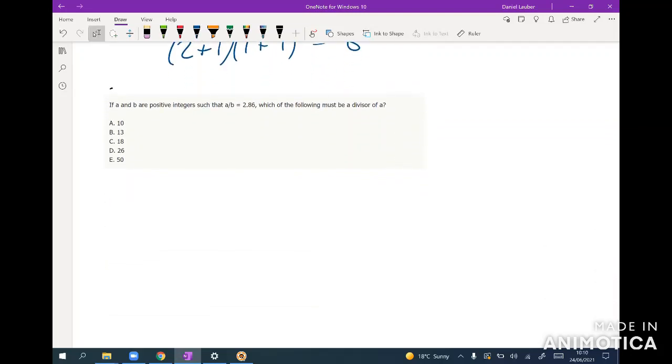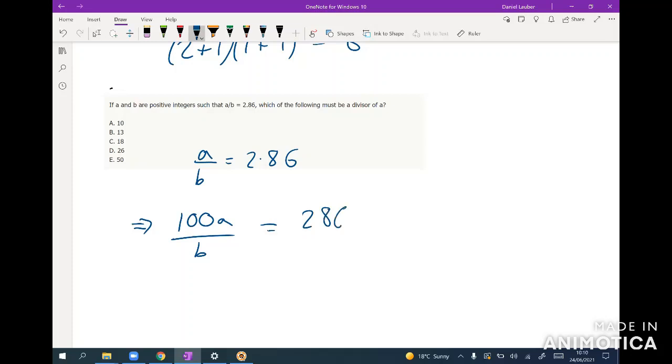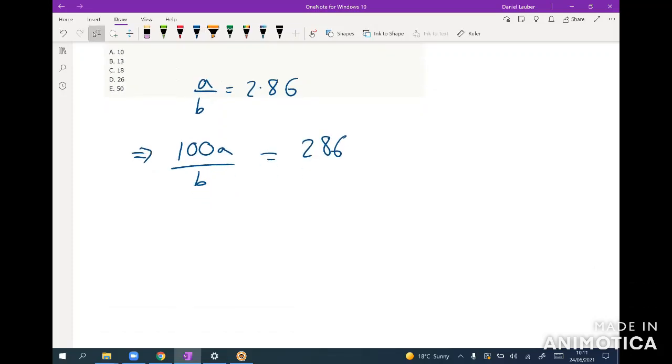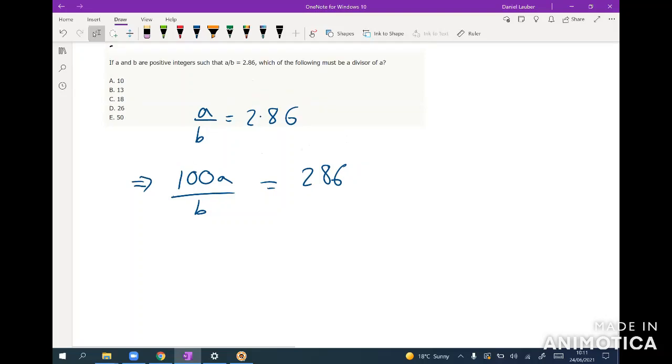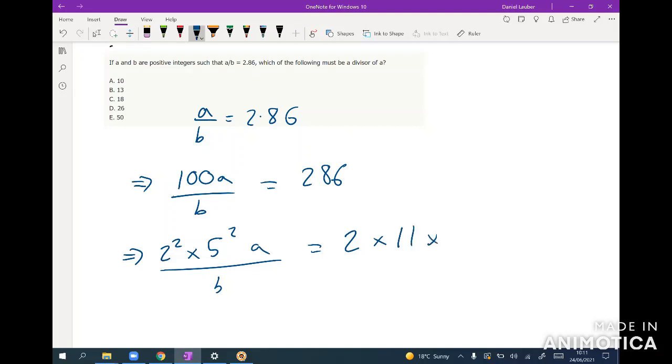A and B are positive integers such that A over B equals 2.86. Well, that's a bit useless in terms of divisibility. So I'm just immediately going to rewrite this as 100A over B equals 286. And now we can start thinking about divisibility rules. So let's start prime factorizing. 100 is 2 squared times 5 squared. 286 is 2 times 143, which sounds like it might be prime. No, it's not. It's 2 times 13 times 11, so 2 times 11 times 13.